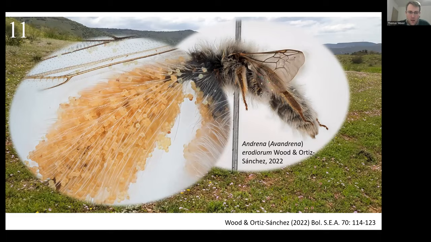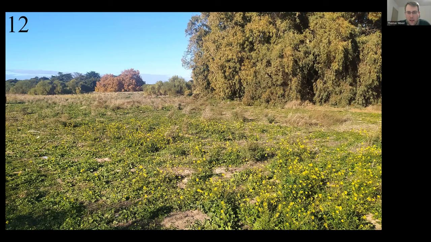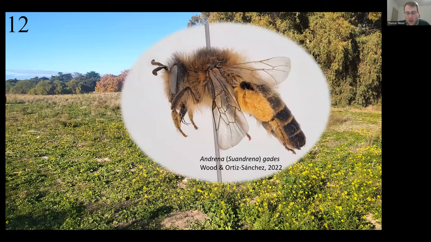This looks like another fairly generic habitat in Iberia, full of yellow brassicaceae, a very, very common sign in the Iberian or Mediterranean spring. But this photograph was taken in December, which is not typically a time people go to Spain looking for bees. And here again, Javier collected a fairly generic Suandrina, which is a genus, members of which are specialized on brassicaceae pollen.